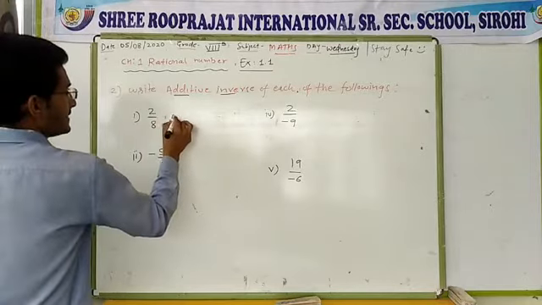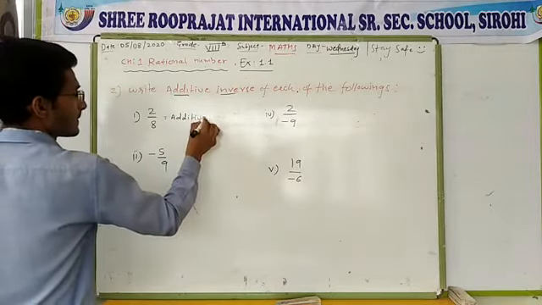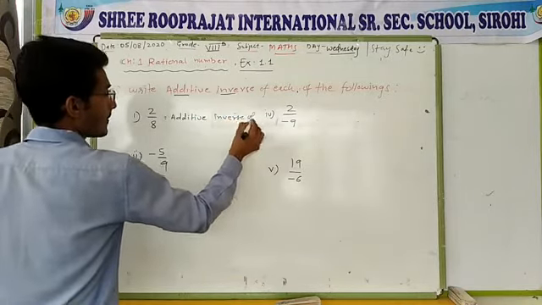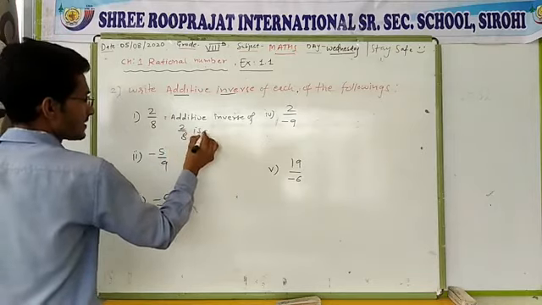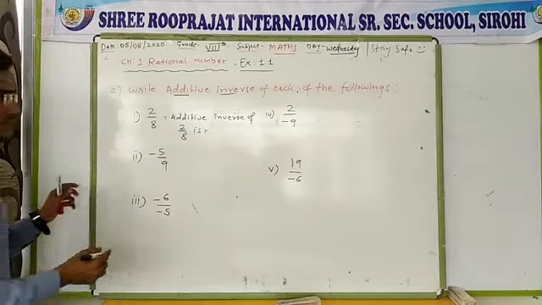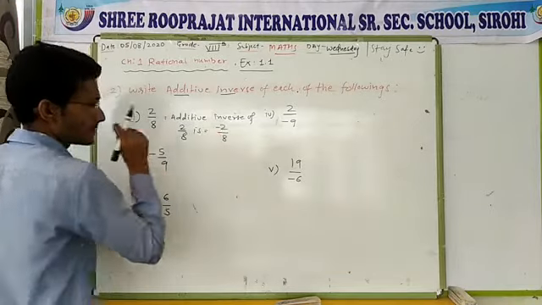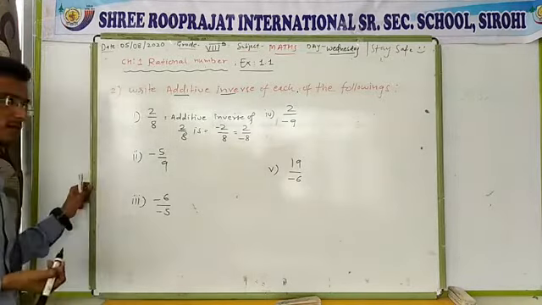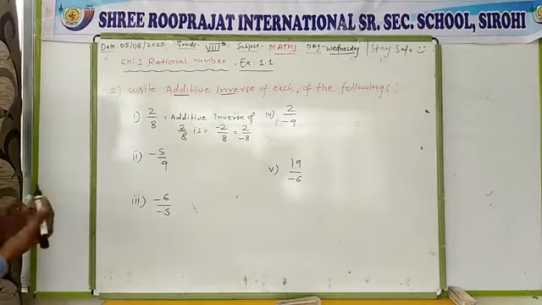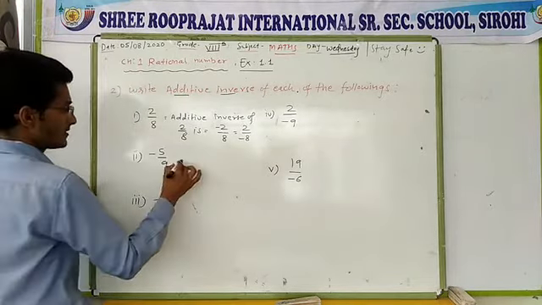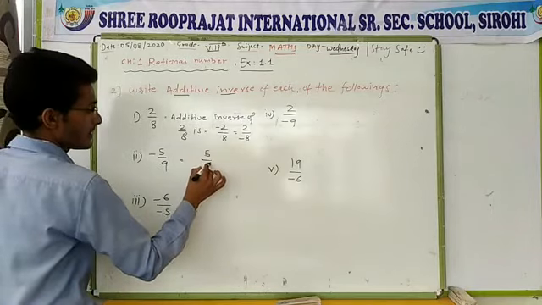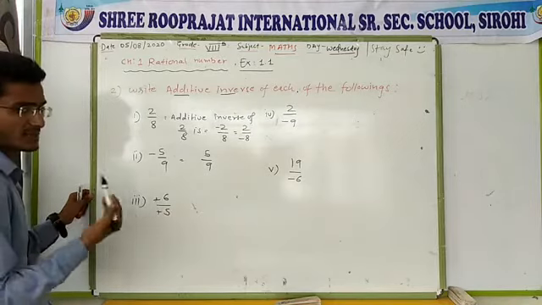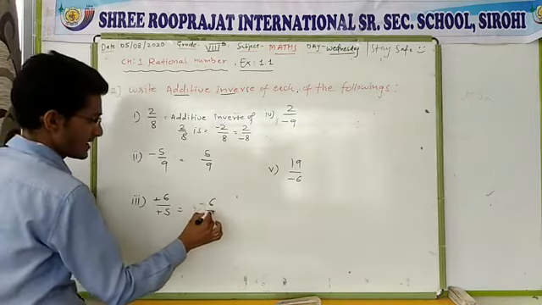So the additive inverse of 2 by 8: it is positive, that means you have to write a negative. You can write minus 2 by 8, or even you can write 2 by minus 8. Both are the same. You can write any of them, or even both. Next one is minus 5 by 9. Then it will be 5 by 9, positive. Both minus signs cut, that means it is a positive number. So the answer will be minus 6 by 5.